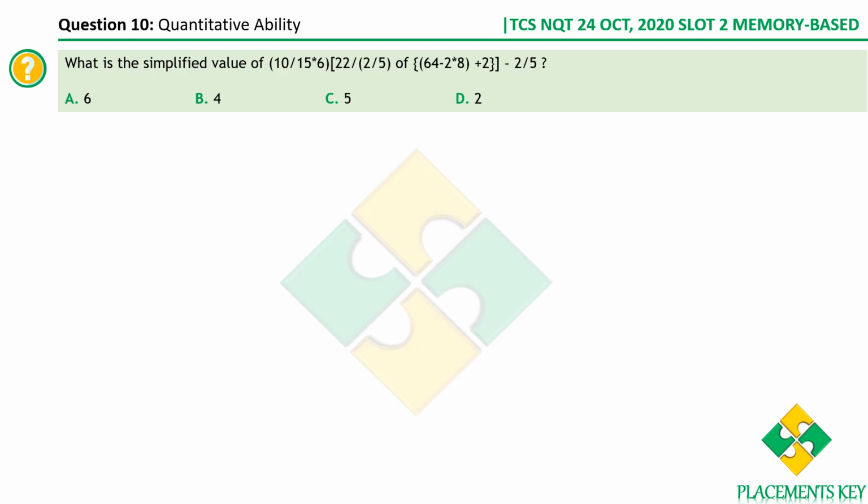What is the simplified value of this? As feedback from students, most of them have answered this wrong. We know that it's based on a very simple concept, which is BODMAS. First brackets. Whatever is in the brackets has to be evaluated first, and then of. Whenever you have of, that takes precedence over all of this. And then comes division, then multiplication, then addition, then subtraction.